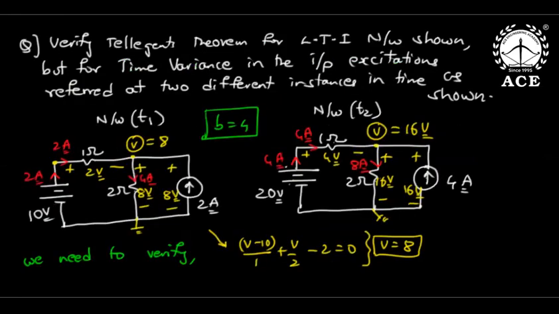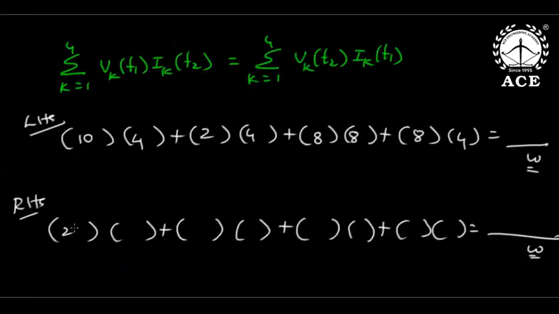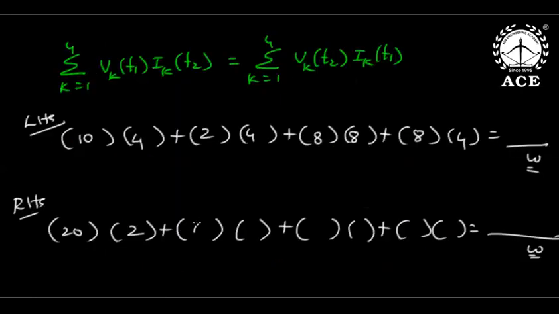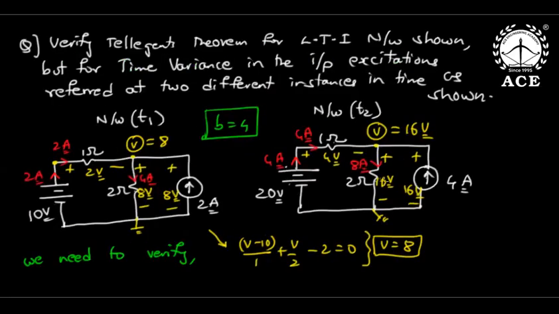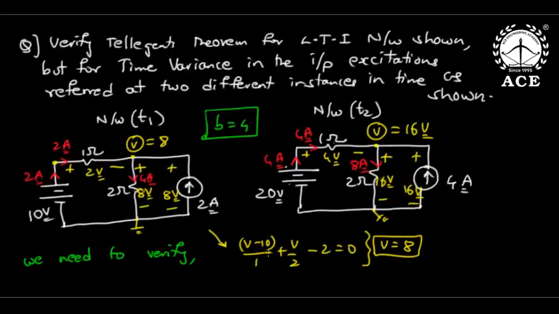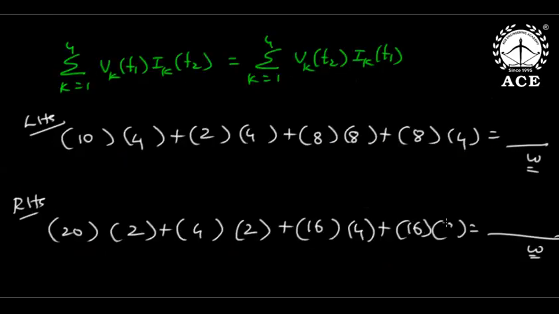Now come to the right hand side. Voltage at second time into current at first time. The first branch voltage is 20, current is 2. Then voltage is 4, current is 2. On the right side you have to take V2, branch 2 voltage in the second network. So this is 4 and this is 2. This is again voltage 16 and current is 4. And then here again voltage is 16, current is 2.